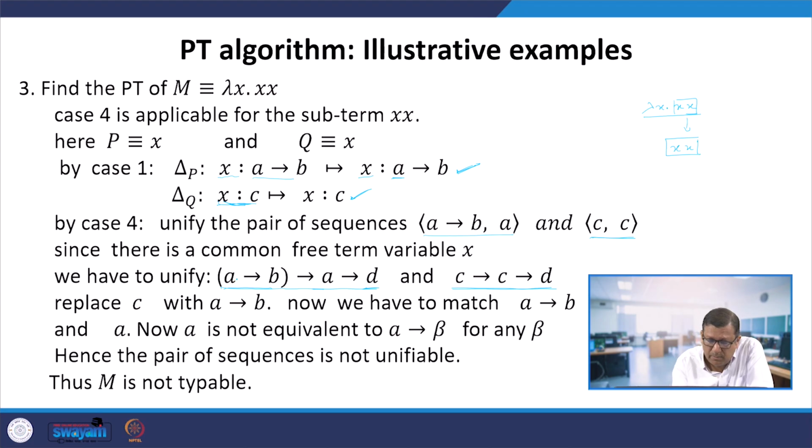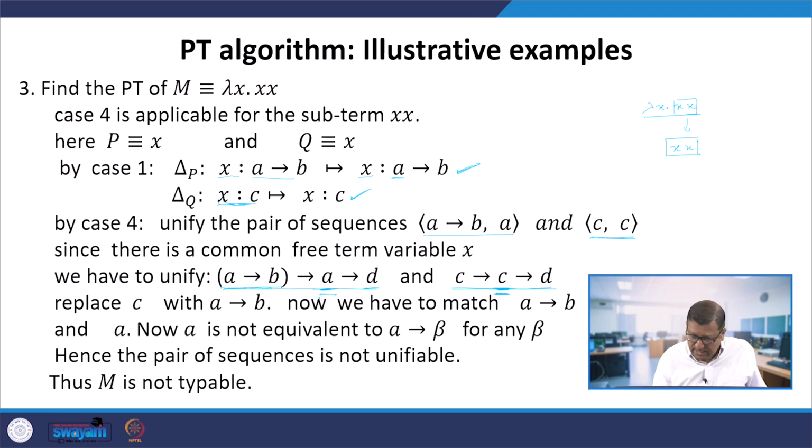This is the type. So you see there are 1, 2, 3 or 1, 2, 3. Now replace C with A arrow B. That means this part will match. Now this becomes A arrow B. C part becomes A arrow B. A and then A arrow B we have to match. This part and A arrow B we have to now match. Now A and A arrow beta, they are not equivalent for any beta.